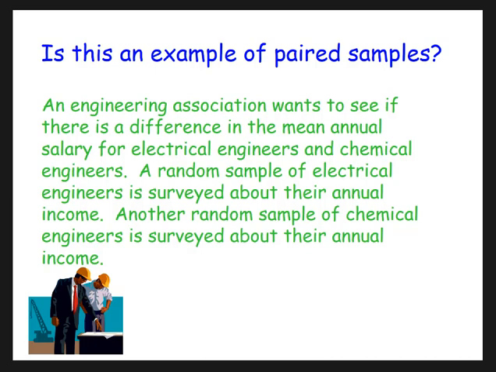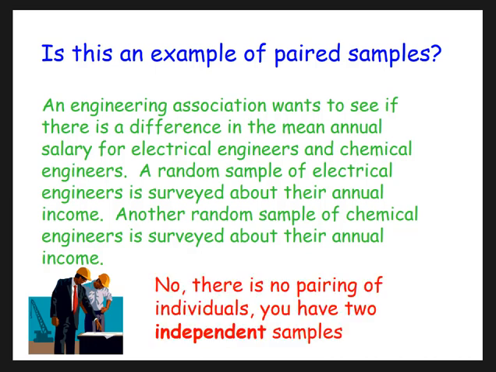So here's an example. Now, is this an example of a paired test? An engineering associate wants to see if there's a difference in the mean annual salary for electrical engineers and chemical engineers. A random sample of electrical engineers is surveyed about their annual salary. Another sample of chemical engineers is surveyed about their income. This is not paired because we just have two independent random samples. There is no connection between the individual members. We're not looking at subtracting individual members. We're looking at subtracting the means of the whole sample.